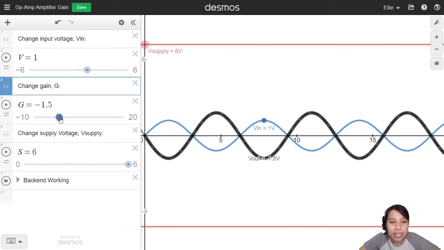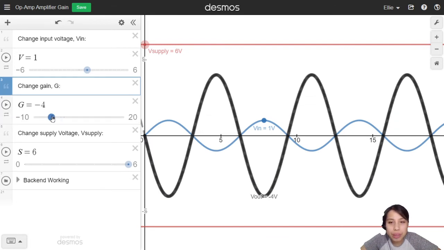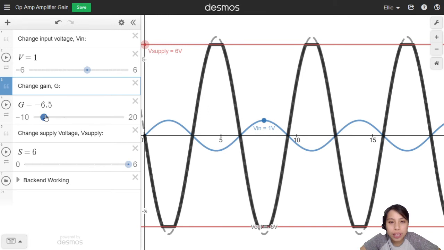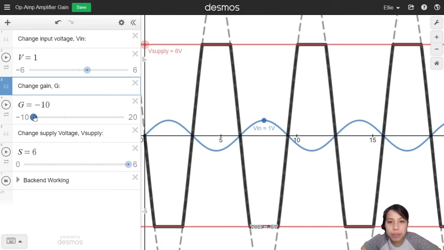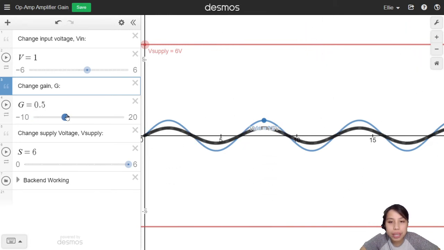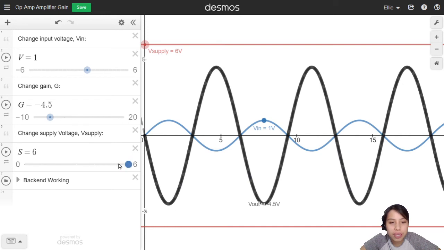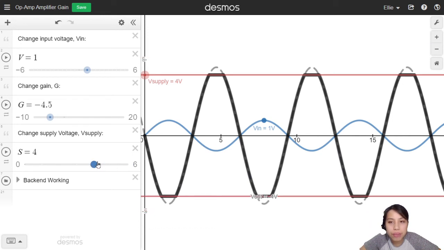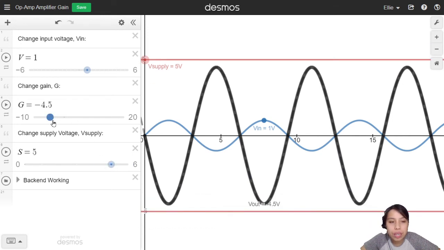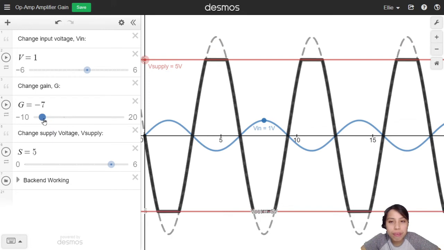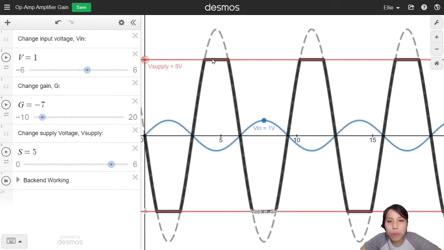See, we make the gain very big, bigger and bigger, then we hit the supply. Do you see what happened? Let's make the supply smaller so you can see. Let's say the supply is only 5 volts. The moment your output goes more than 5, it gets chopped off, because the maximum that your op-amp can output is the supply. You cannot go more than that.